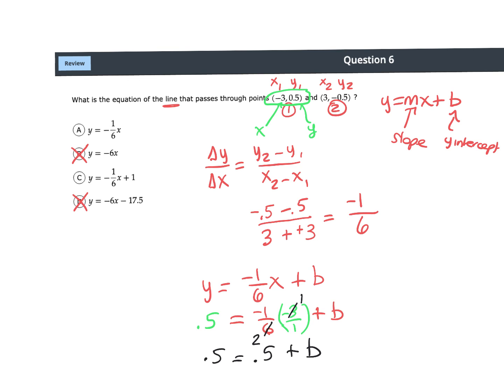My goal is to get b by itself because I'm trying to find b. So I would subtract 0.5 or subtract 1/2 from both sides. Anything minus itself is 0. So I end up with b equals 0. So if you can tell, question C has a b of 1. So we have to rule that out and we say it is choice A.